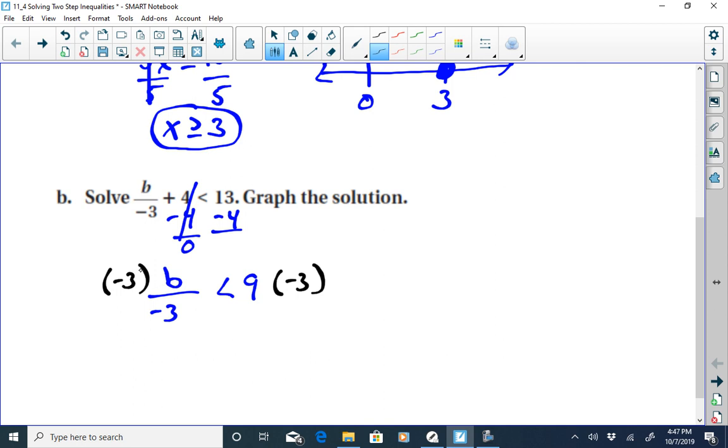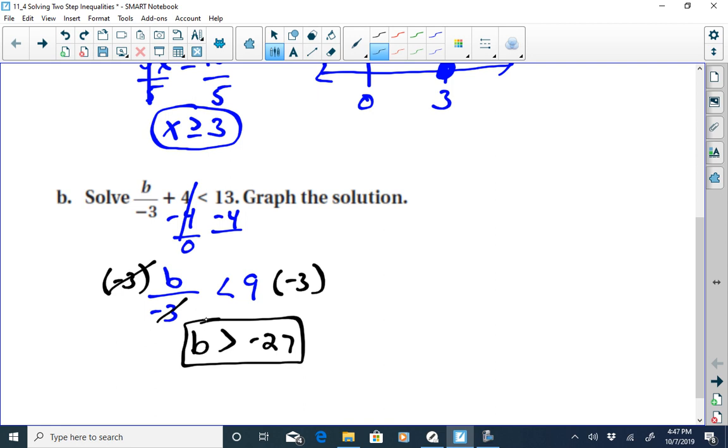On the left side of the inequality, negative 3 in the numerator is going to cancel negative 3 in the denominator, so I'm left with b. But remember, we have to reverse that inequality, so the less than has to become greater than. 9 times negative 3 is going to be negative 27. So our solution is b has to be greater than negative 27.